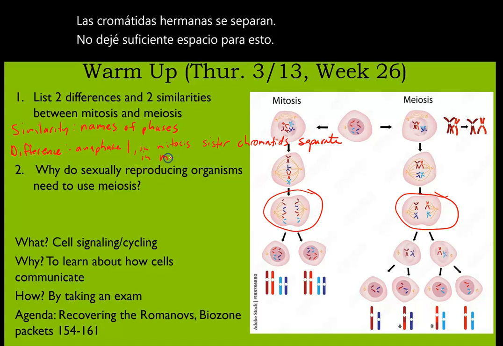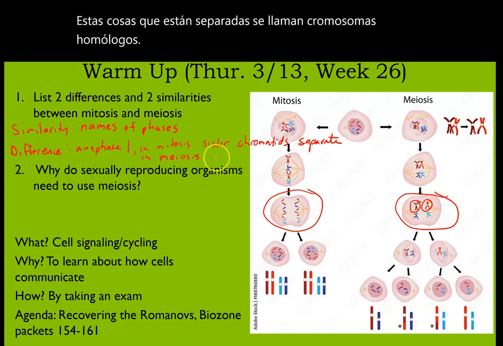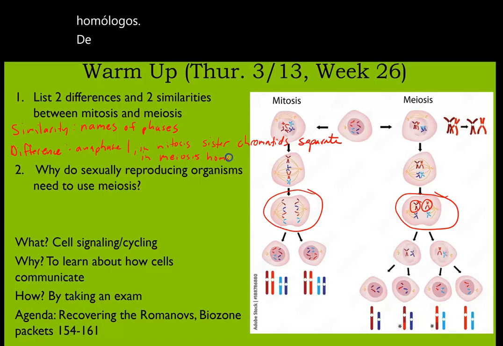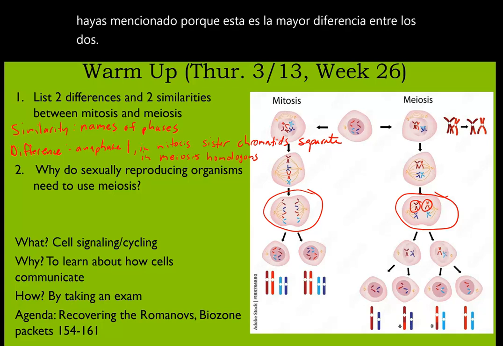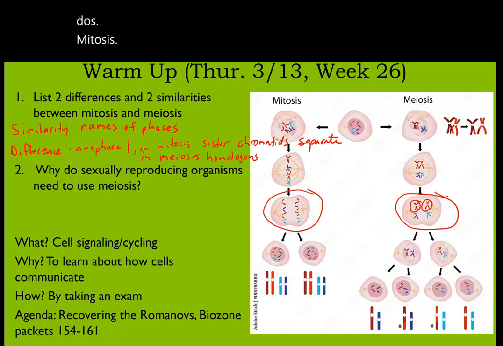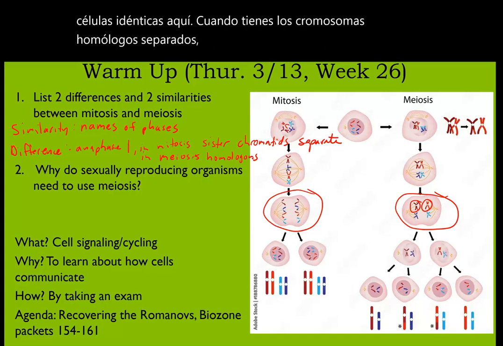In meiosis, these things that are separated are called homologous chromosomes. Okay, homologous chromosomes separate. And I'm glad you mentioned that because this is the single biggest difference between the two. Mitosis, the copied chromosomes separate, and you get two identical cells. Here, when you have the homologous chromosomes separate, you don't have identical cells. You have cells that have half the number of chromosomes.